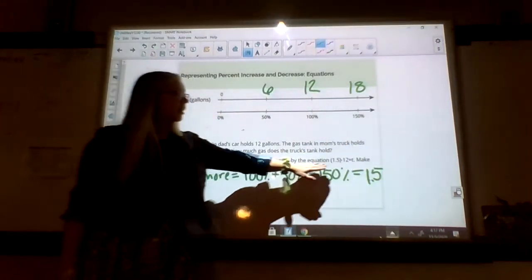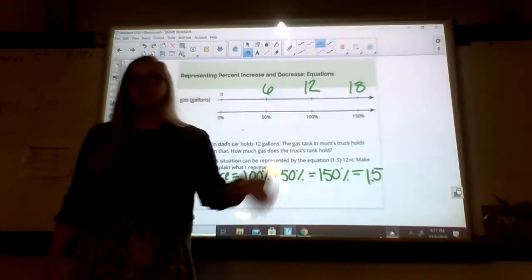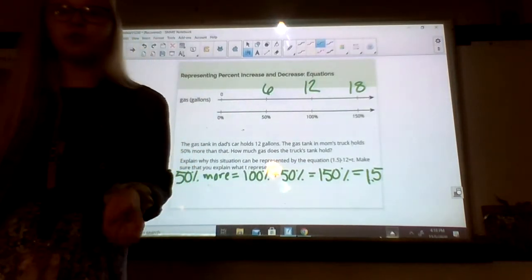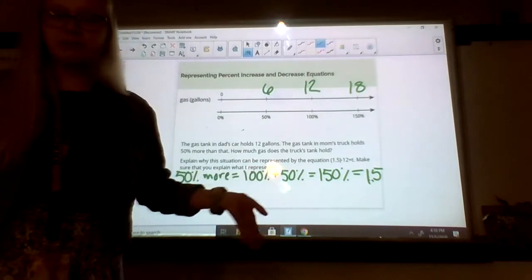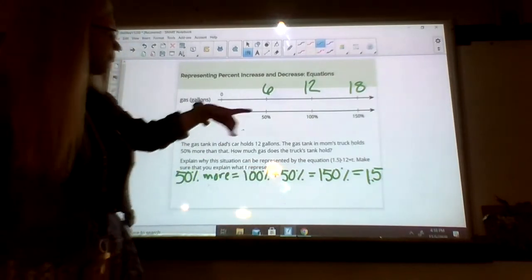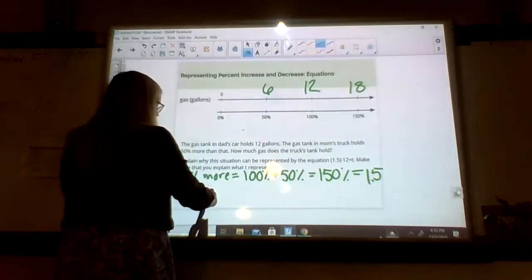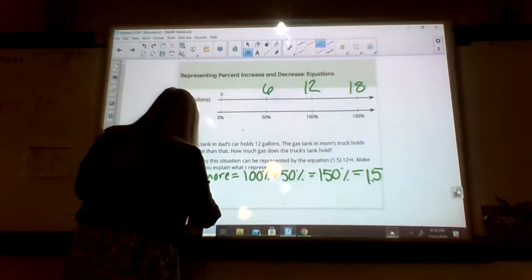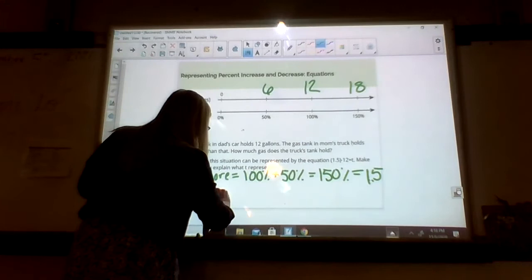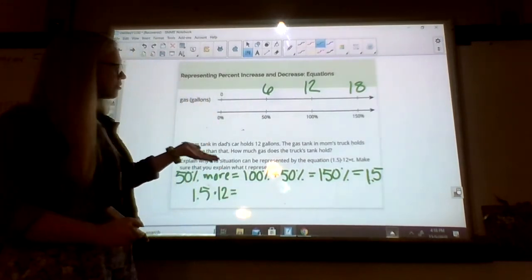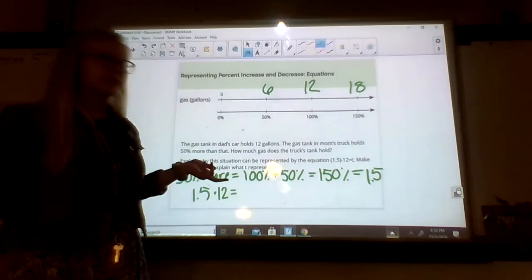So that's how they got the 1.5. Just like all the other problems, we are taking the percent we're trying to find and multiplying it by the initial amount that we have. Our initial amount this time is 12. So we would do 1.5 times 12, and this should equal the amount of gas the truck holds, or T.